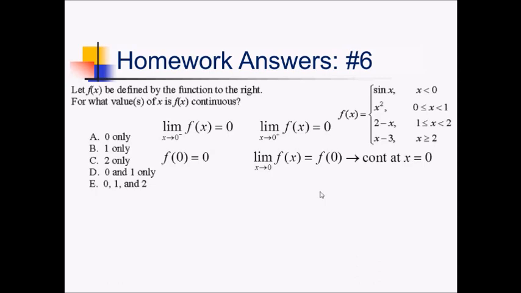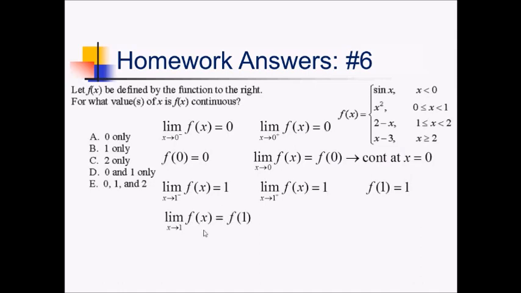Now let's move on to the x value 1. Left side limit at 1, we're using this second rule here, so 1 squared is 1. Right side limit, we're using the third rule, 2 minus 1 is 1. For f of 1, that matches the right side limit because we have the equals next to the 1, so that is still 1. Since the limit at 1 and f of 1 match up, we say that our function is continuous at x equals 1.